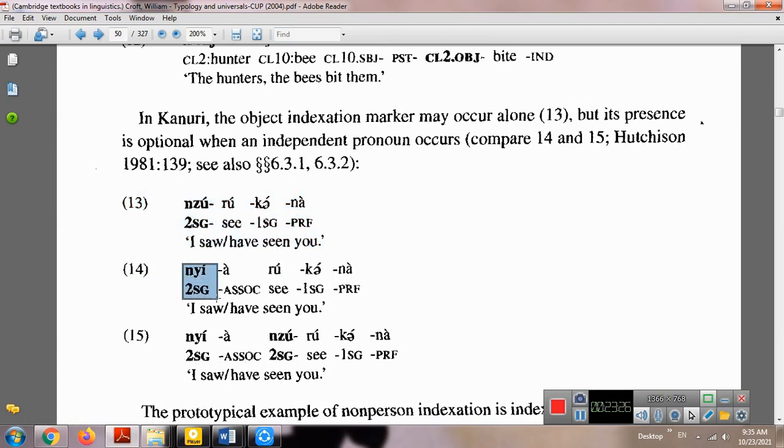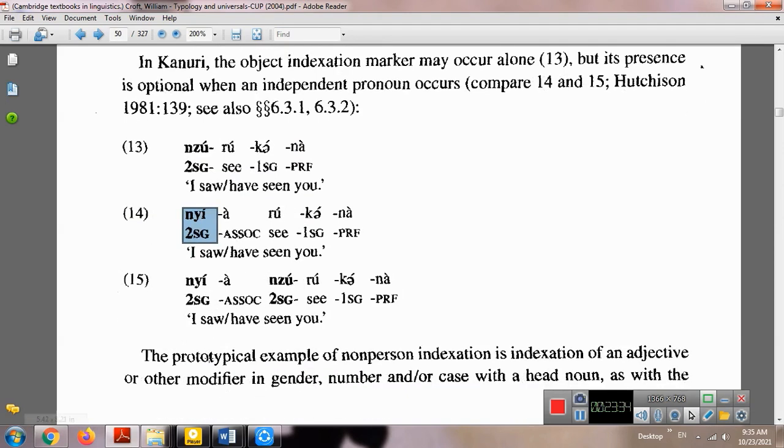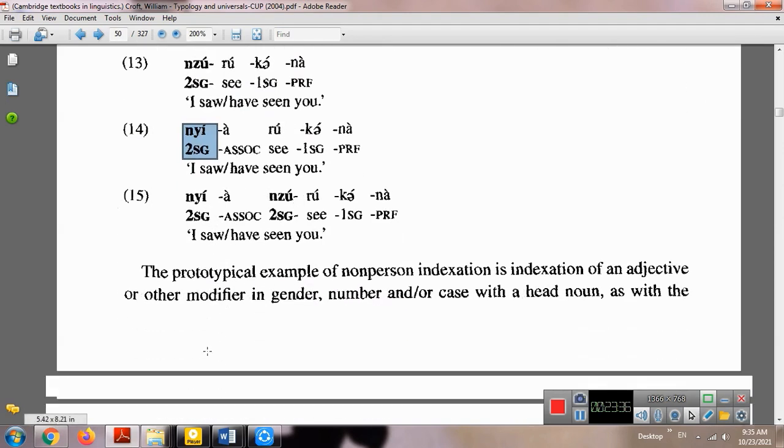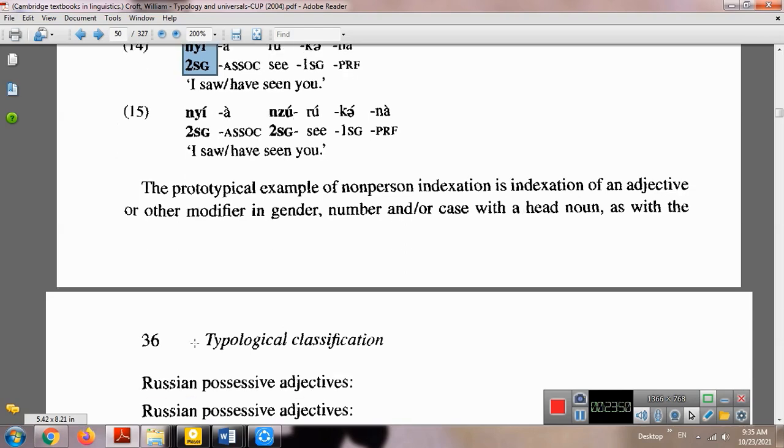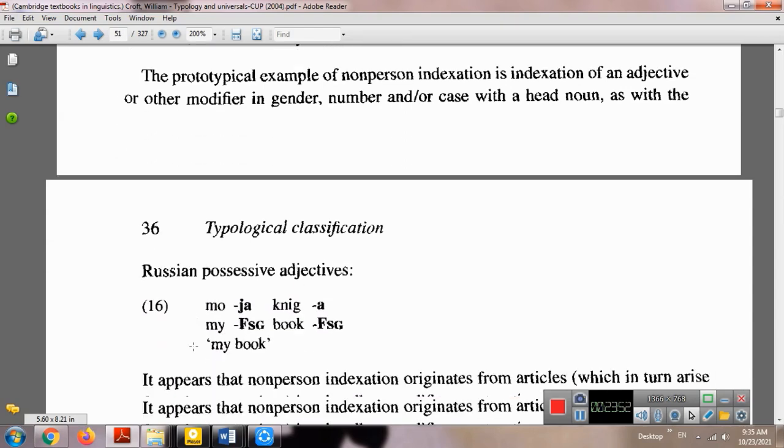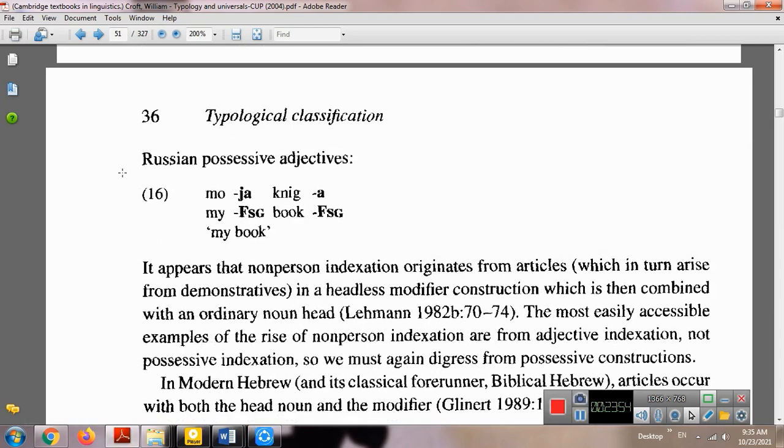Maybe we have indexation or not. It is optional, but here in 15 we have co-indexation. The prototypical example of non-person indexation is indexation of an adjective or other modifier in gender, number, and/or case with a head noun, as with the Russian possessive adjectives.